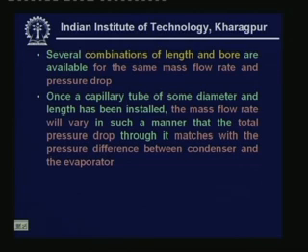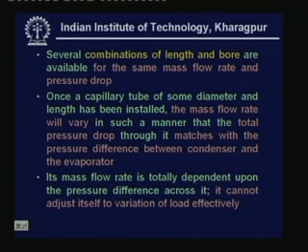Once a capillary tube of some diameter and length has been installed, the mass flow rate will vary in such a manner that the total pressure drop through it matches the pressure difference between the condenser and the evaporator. It's a fixed area type, so you cannot change the cross sectional area. So once you select the capillary tube, the mass flow rate always will match, so that the pressure difference across it will be the same as the pressure difference between the condenser and the evaporator. Its mass flow rate is totally dependent upon the pressure difference across it. It cannot adjust itself to variation of load effectively.